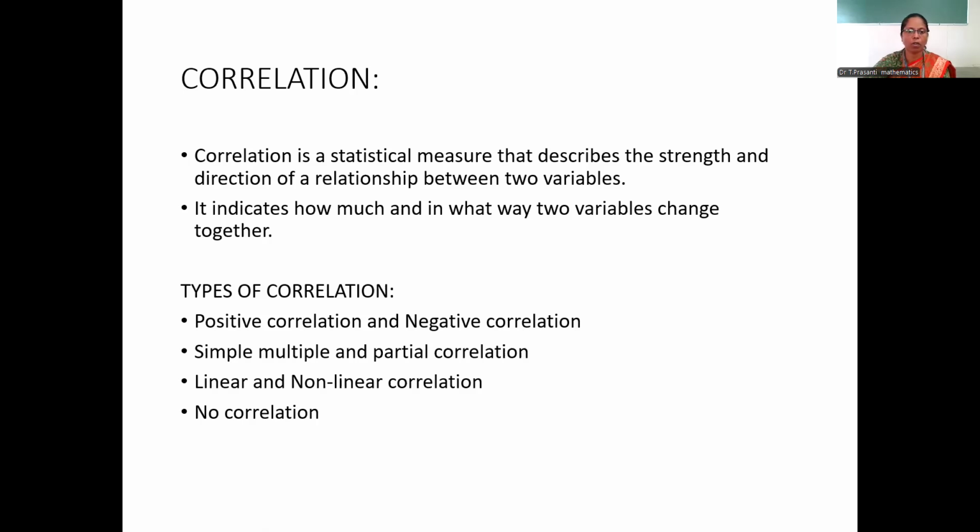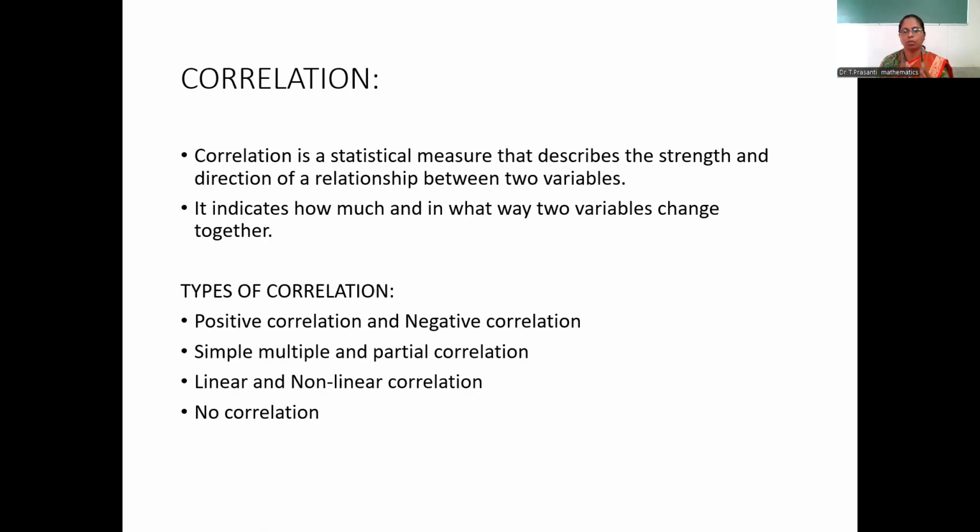For example, we all know that if price increases, sales will automatically decrease. That is called negative correlation. And otherwise, if the offers are more, that is, price decreased, 1 plus 1 offer, 2 plus 1 offer, like that, if price decreases, sales are automatically going to increase. That is called negative correlation.